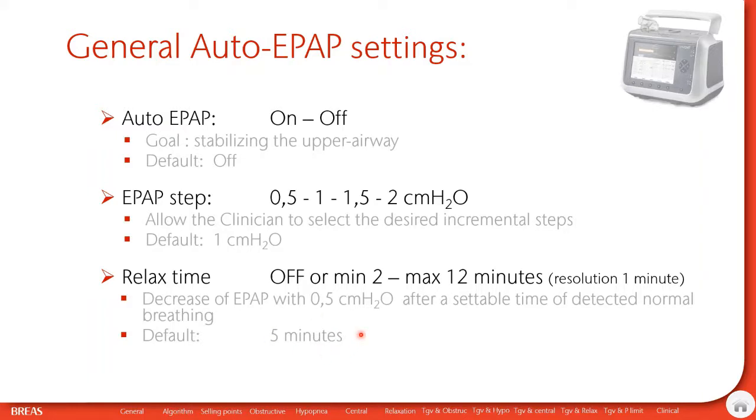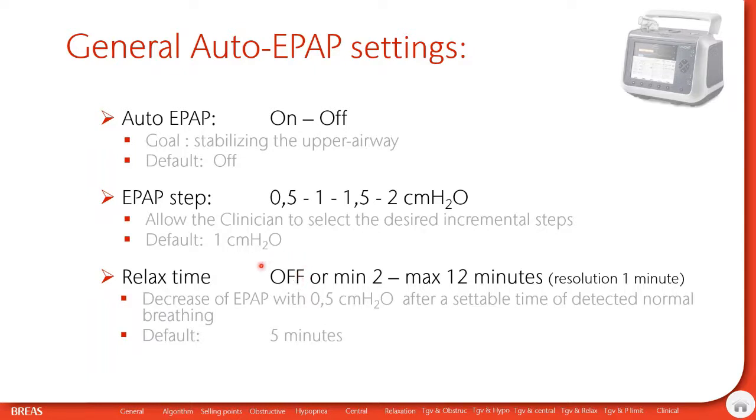Assume that the relax time is set at 5 minutes. That means that after 5 minutes of normal breathing, the pressure will decrease with a fixed step of 0.5 centimeters of water. If another period of 5 minutes of normal breathing is detected afterwards, the EPAP pressure will once more decrease with half a centimeter of water. And this might continue until the lowest allowed EPAP pressure has been reached.